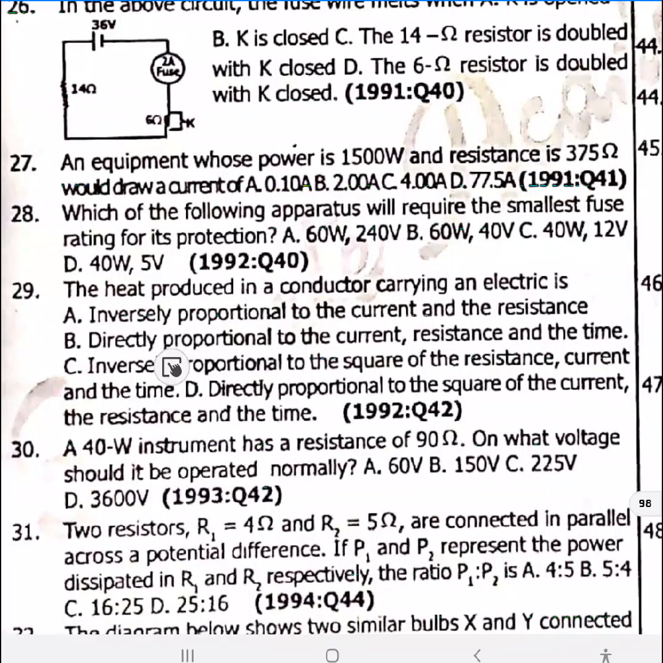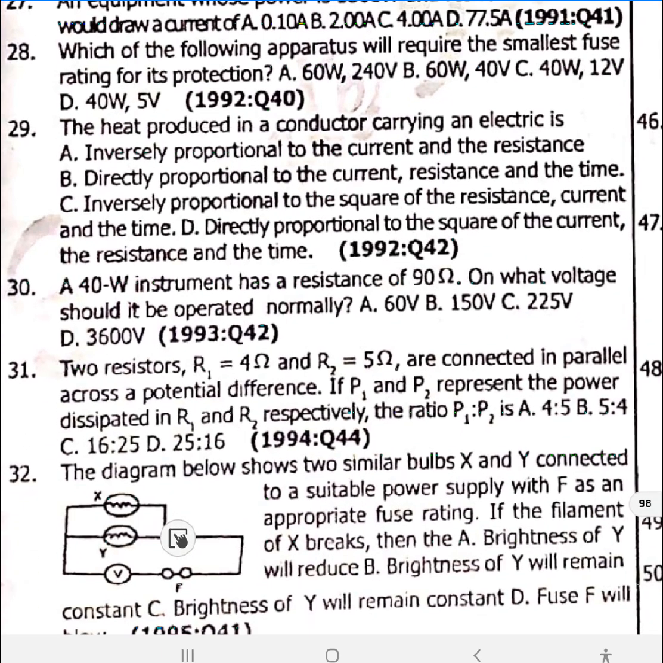26. 29. The heat produced in a conductor carrying an electric current is, the formula is H equals I squared R T, the square of the current, resistance and time. Option D. 30. All those questions have to do with calculations, so we just keep them real fast.